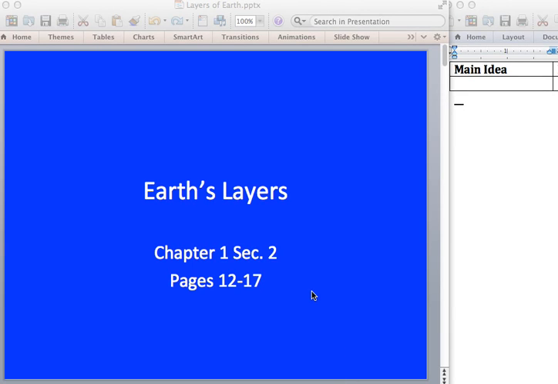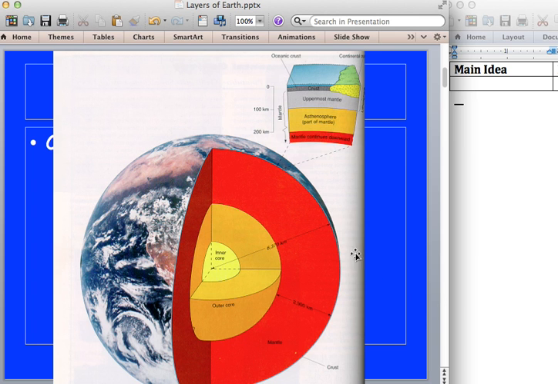Alright, tonight we're going to look at the layers of the Earth. Last night we looked at how scientists learn about these layers, and tonight we're going to explore what these layers are. So let's go ahead and get started.